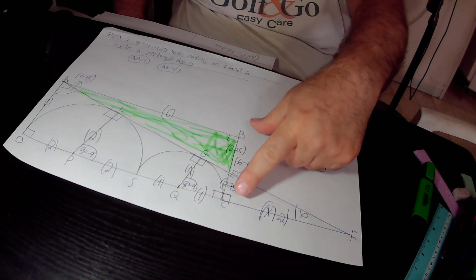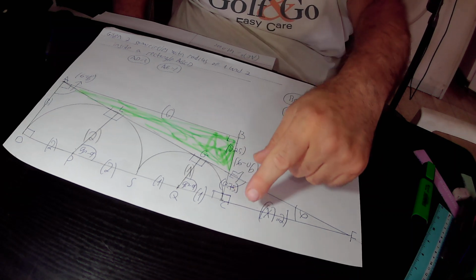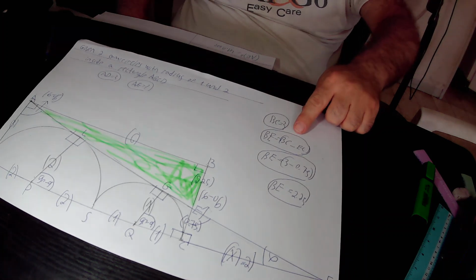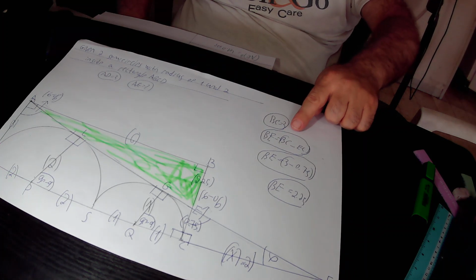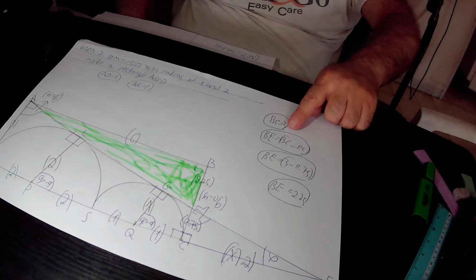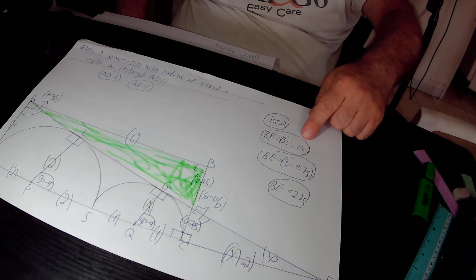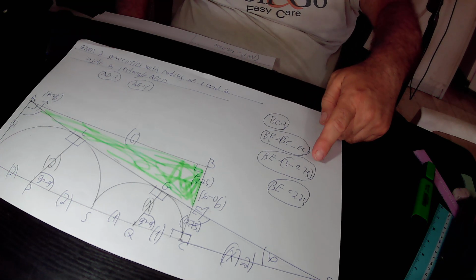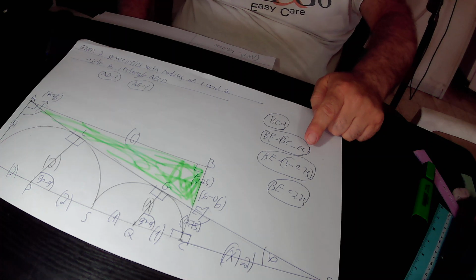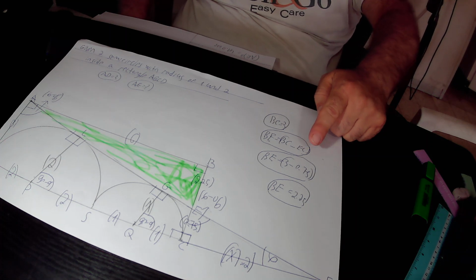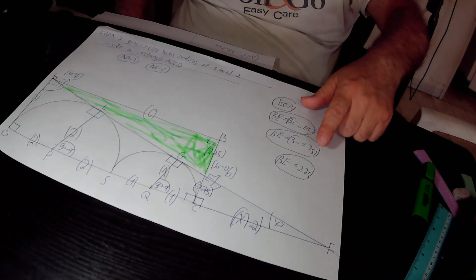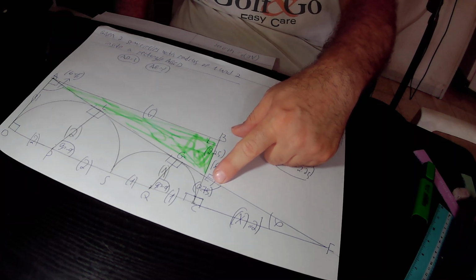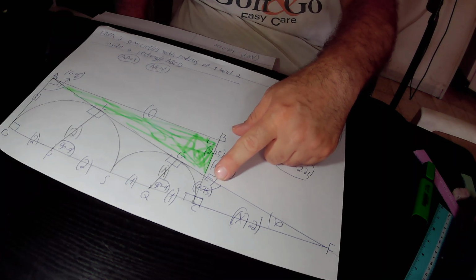BE equals to BC minus EC. So BE equals to BC, that is 3, minus EC, that is 0.75. So in total, BE equals to 3 minus 0.75, that is 2.25. Okay, again, BE equals to 2.25 units in its length.